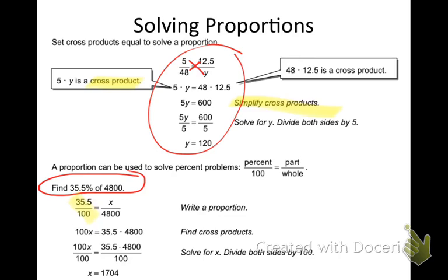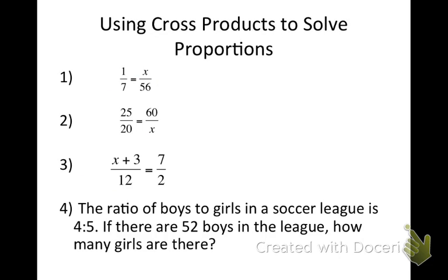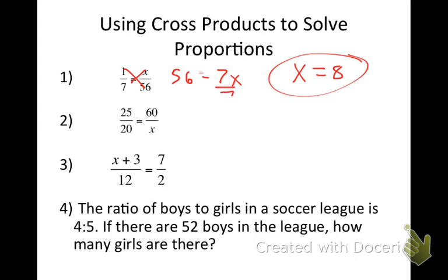Okay, so let's look at number one here. I have 1/7 equals x over 56. Now, Chow thinks it's 8, and it is 8. Chow, how'd you figure that out so fast? Well, he said cross products. So we did 1 times 56 equals 7 times x. Divide them both by 7. 56 divided by 7, I get x equals 8.